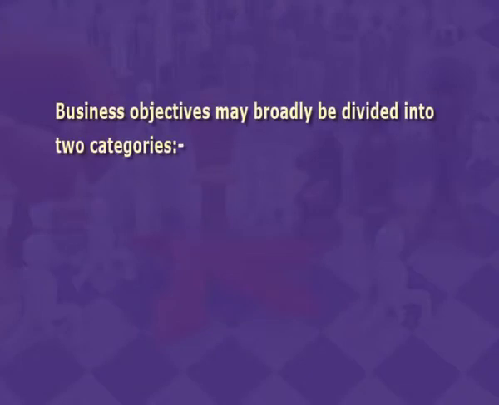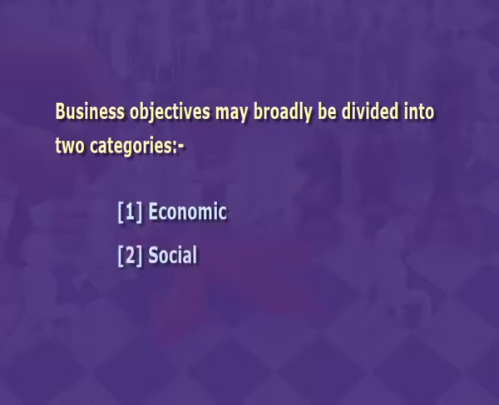Business objectives may broadly be divided into two categories. First, economic and second, social. Economic objectives are goals with respect to the marketplace. Social objectives refer to the company's intentions towards its employees, shareholders and the public at large.